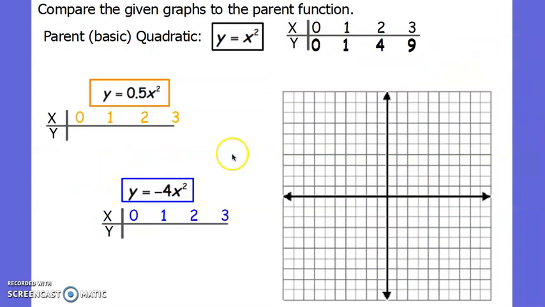Let's take a look at that multiplying idea one more time. If I take all of my old y values from my parent function, from x squared, and I cut them in half, 1/2 of x squared. Remember, these values are all x squared. Well, half of 0 is still 0. I'm still going to be at the origin. But half of 1 is 0.5, half of 2 is 1, and half of 3 is 1.5.